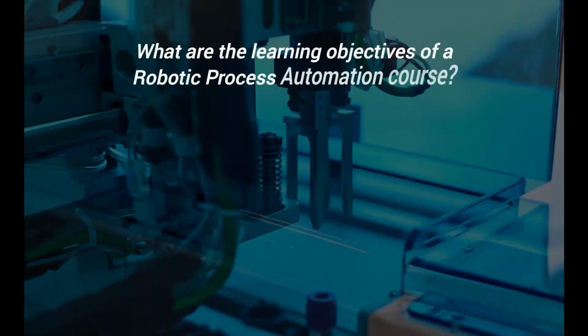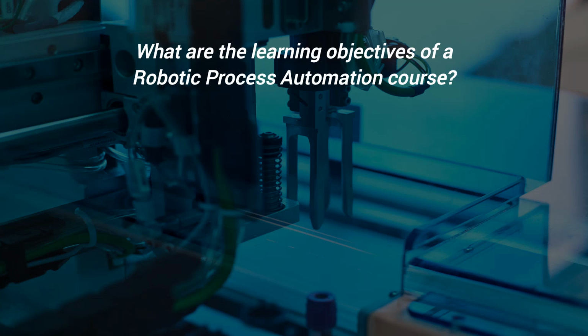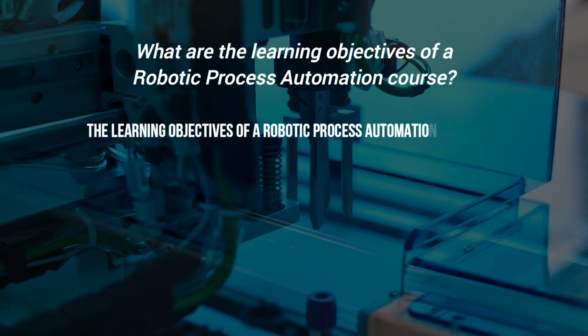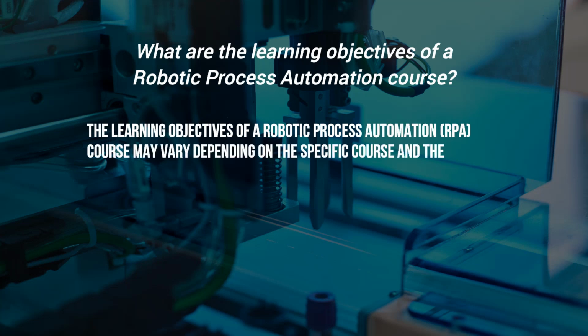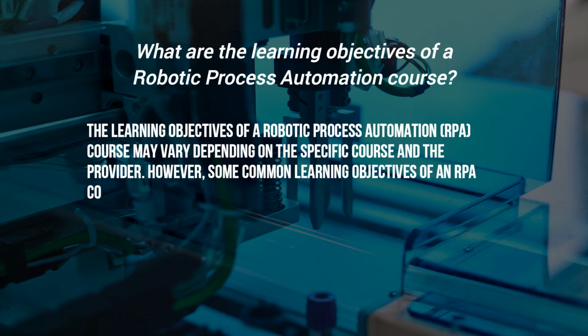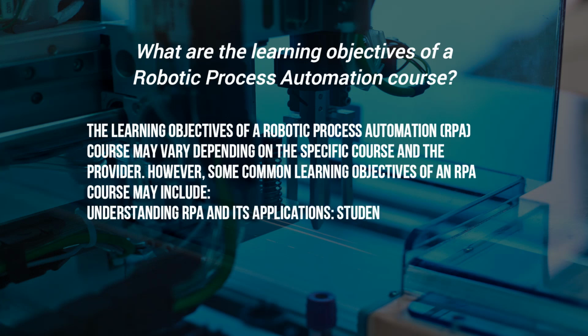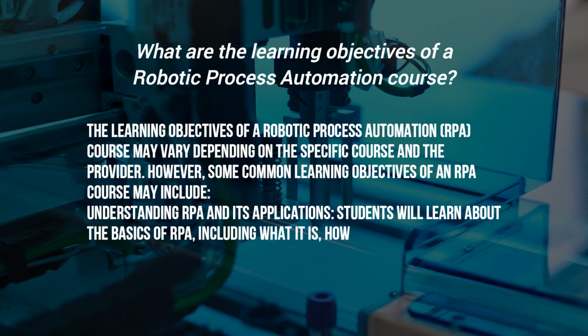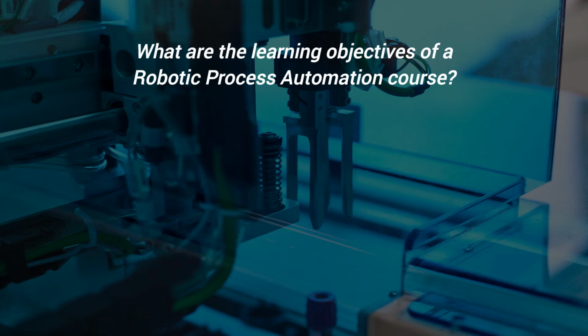What are the learning objectives of a robotic process automation course? The learning objectives of a robotic process automation (RPA) course may vary depending on the specific course and the provider. However, some common learning objectives of an RPA course may include understanding RPA and its applications. Students will learn about the basics of RPA, including what it is, how it works, and its applications in various industries. Identifying opportunities for automation.